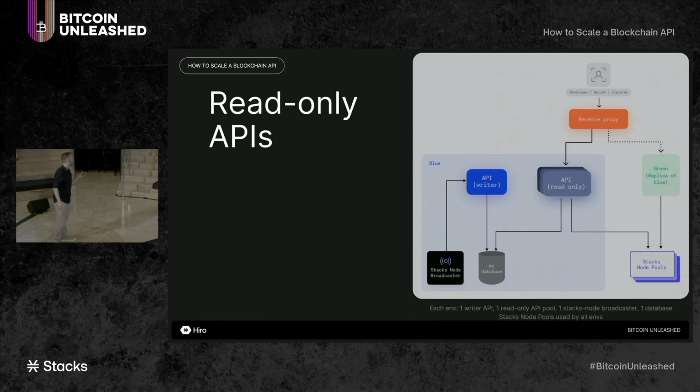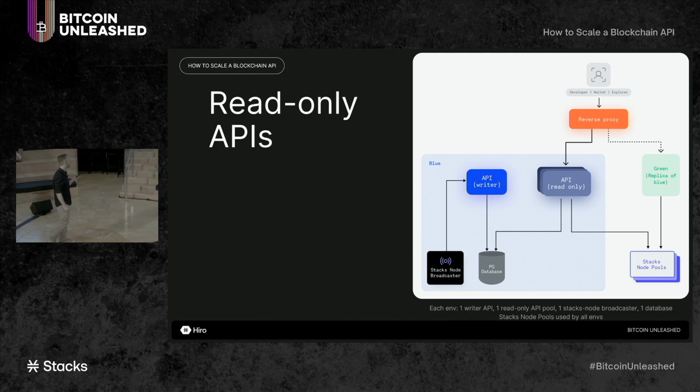So what we were able to implement next is read-only APIs. This is a feature of the API implemented by Matt and Raphael. What we have here is a split of the API. There are two APIs now: a writer API and a read-only API. The writer does not receive any internet traffic. It has one job. Its job is to receive events from the Stacks node broadcaster and then write them to the Postgres database. However, the read-only API is able to scale up and down.